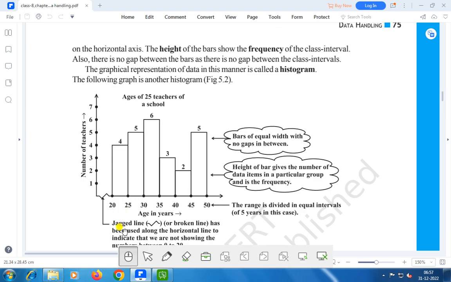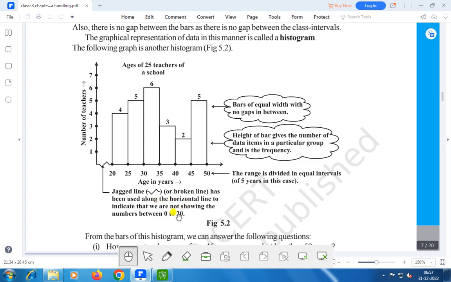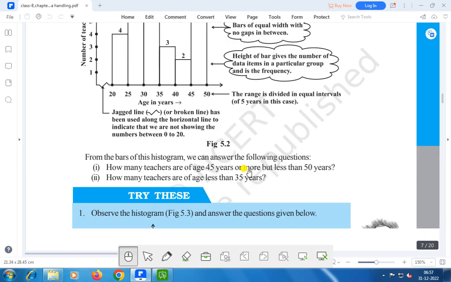This is a jagged line. A jagged or broken line has been used along the horizontal axis to indicate that we are not showing the numbers between 0 and 20. This shows the ages of 25 teachers of a school. The range is divided into equal intervals, that is, of 5 years in this case. Bars are of equal width with no gaps in between. The height of the bars gives the number of data items in a particular group, and that is the frequency.